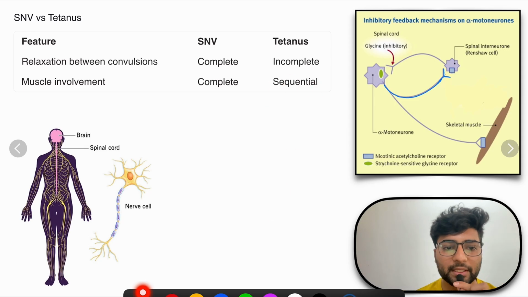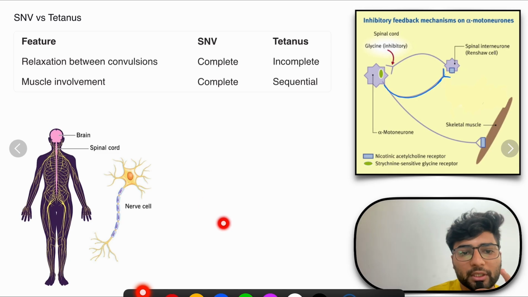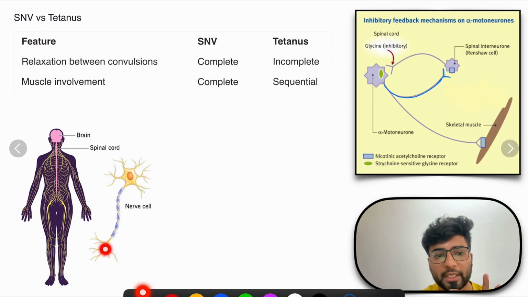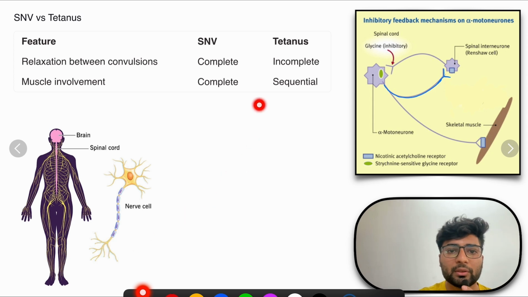Why is this so? Because tetanus toxin binds to the nerves irreversibly. It cannot be unbound. So once there is contraction, there is no relaxation of that muscle. Sorry, I was explaining relaxation between convulsions. Let's start with this point.